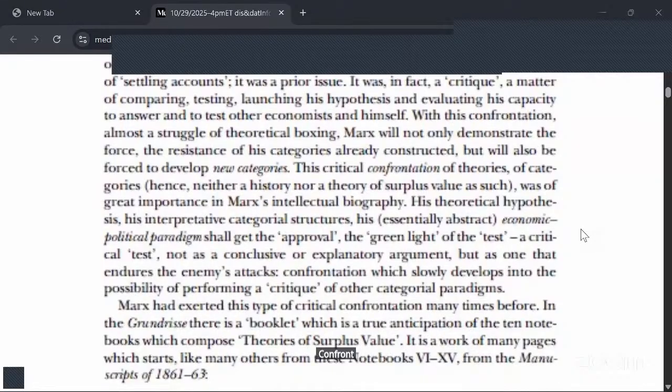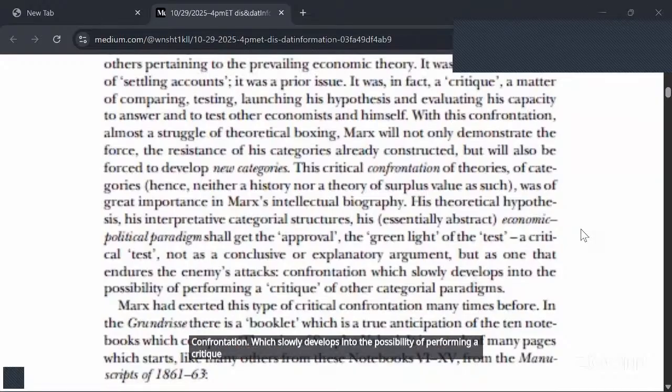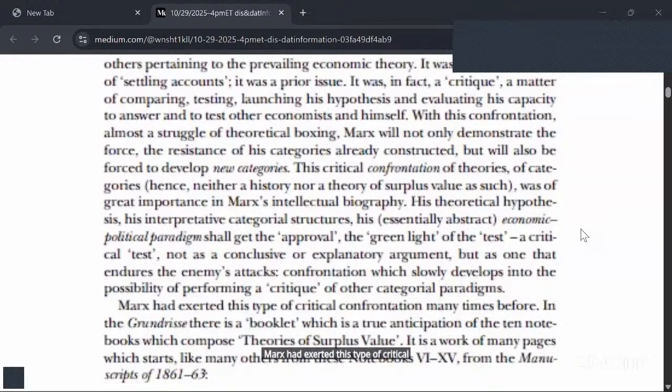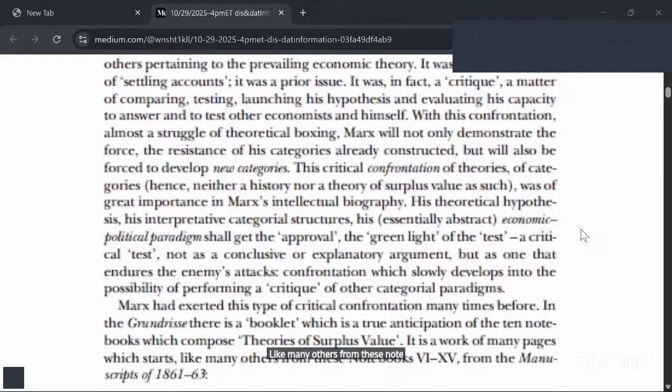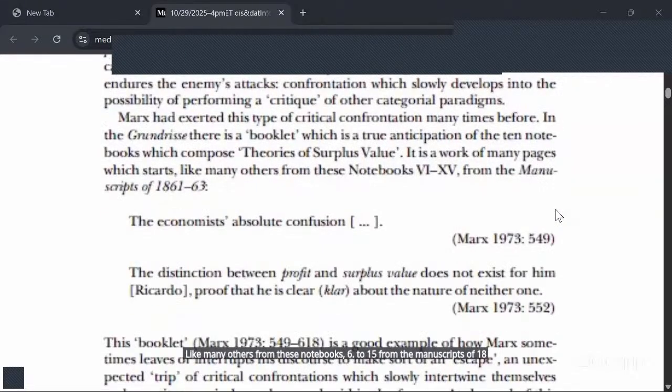Confrontation, which slowly develops into the possibility of performing a critique of other categorical paradigms. Marx had exerted this type of critical confrontation many times before. In the Grundrisse, there is a booklet, which is a true anticipation of the 10 notebooks which do comprise theories of surplus value. It is a work of many pages, which starts, like many others, from these notebooks 6 to 15 from the manuscripts of 1861 to 63.